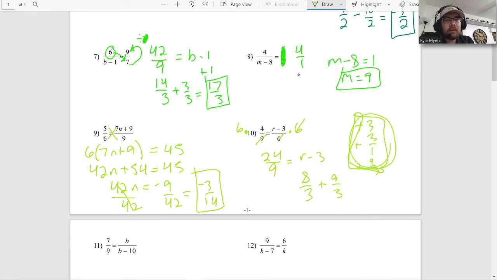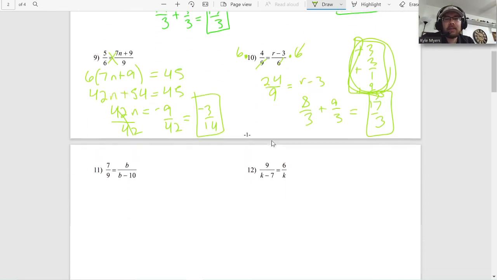All right, so that was that over there. Wanted to kind of separate that from here. So we want to add 9/3 to both sides. 8 plus 9 is 17 thirds. And we get that for the answer. So we got the same answer for number 7 as we did for number 10. Huh, interesting.